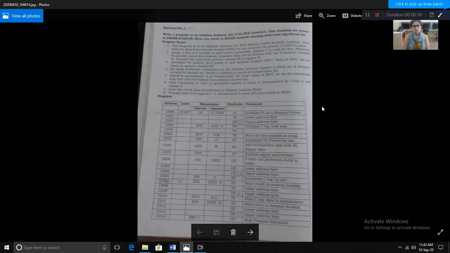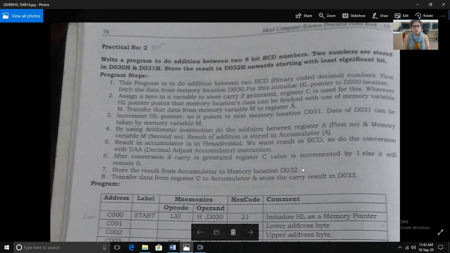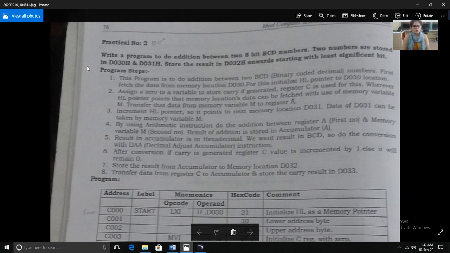Good morning students. Today we are going to start with the second program of CS2. Earlier we completed program number 1 of CS2, where we studied the addition of two numbers. So today we will start with program number 2.